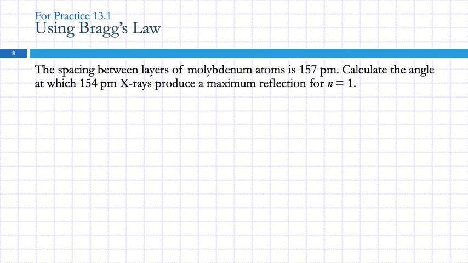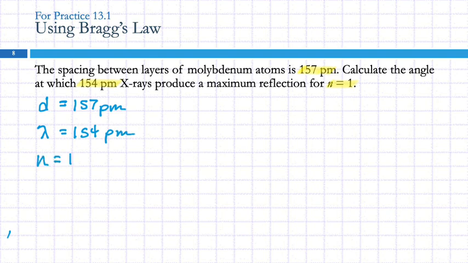So here's an example of using Bragg's law. The spacing between layers of molybdenum atoms is 157 picometers. Calculate the angle at which 154 picometer X-rays produce a maximum reflection for n equals 1. So here they're giving us the spacing, which is d, and they're giving us the wavelength, which is 154 picometers, and they're saying n equals 1. And they're asking us, what's the angle?